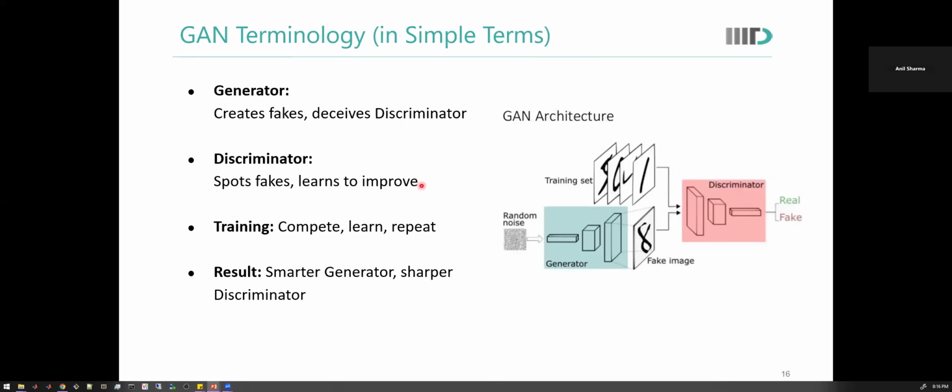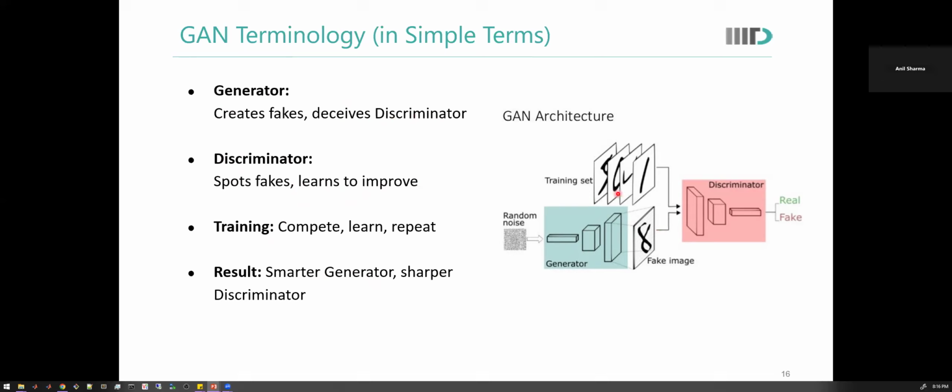If we look at the GAN terminologies, there is a generator which creates fake data and deceives the discriminator. The discriminator spots fake and real data and learns to improve. So the training is to compete, learn, and repeat, and the result is a smarter generator and a sharper discriminator.